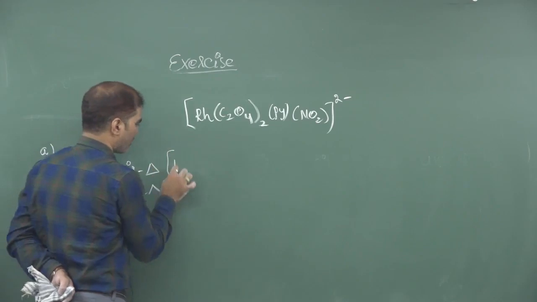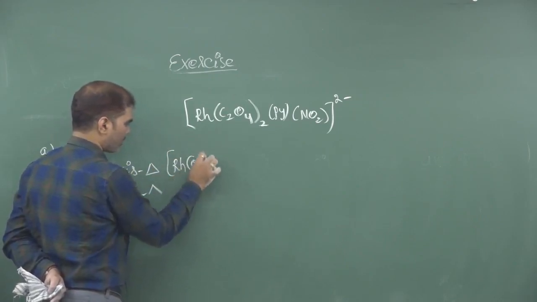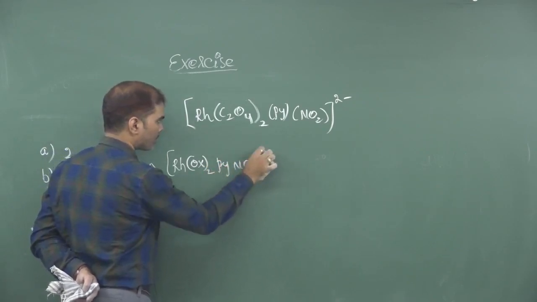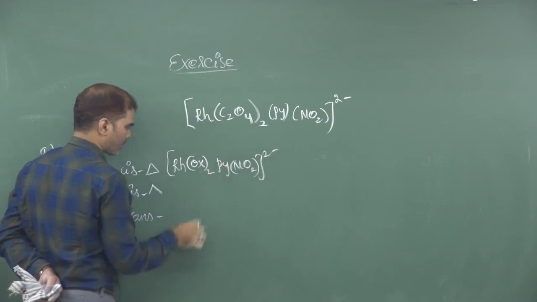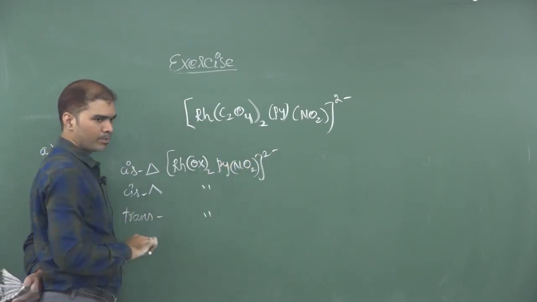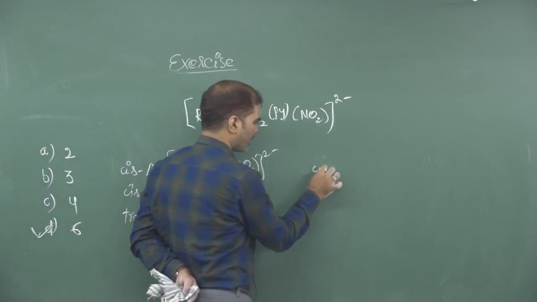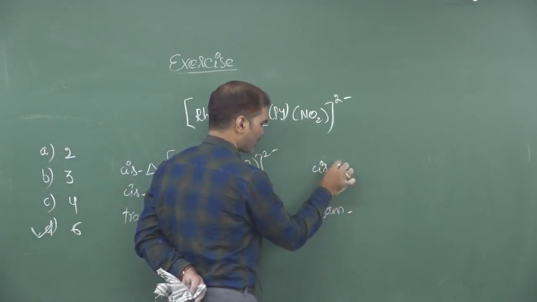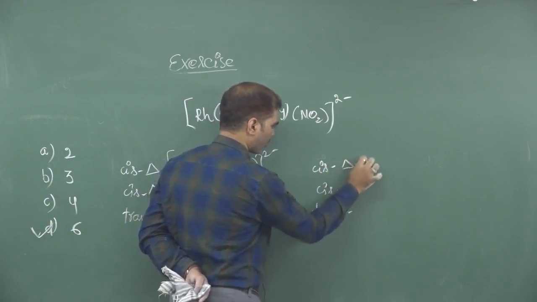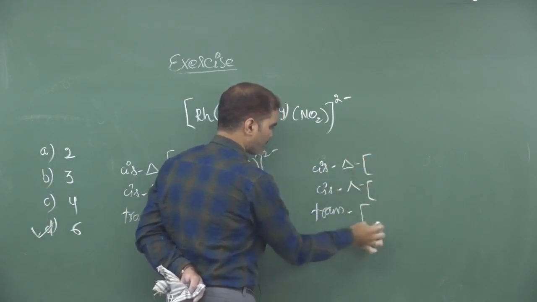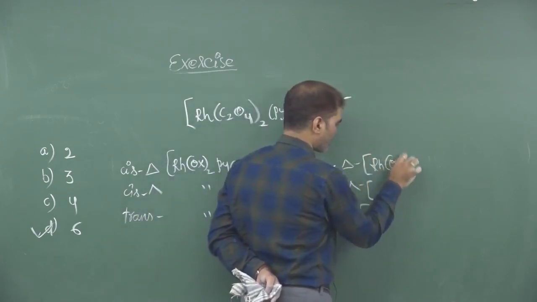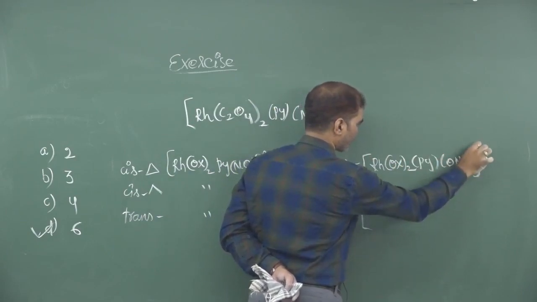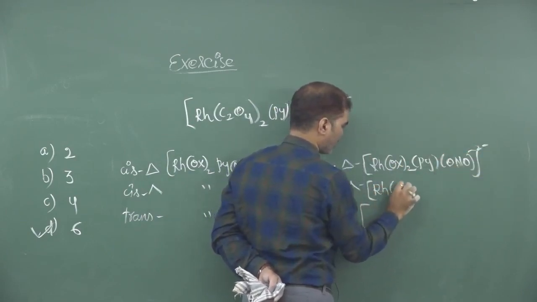But these three things, I am writing it as rhodium, C2O4, I can write it as ox twice, pyridine, NO2. NO2, linkage. It is a linkage isomer, right? So rhodium, ox taken twice, pyridine, ONO. These are the isomers.